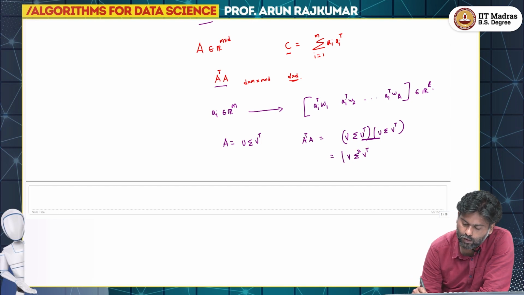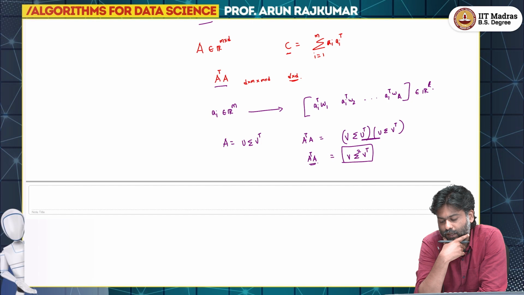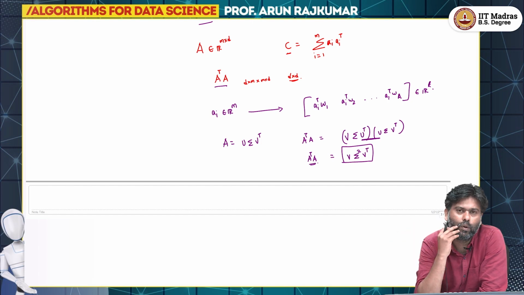Which means that what we are essentially saying is that the matrix A transpose A, which you might be interested in, is in fact V sigma squared V transpose, where V is the right singular vectors of A.